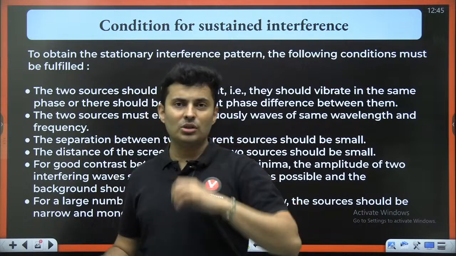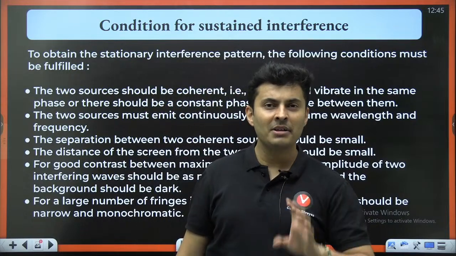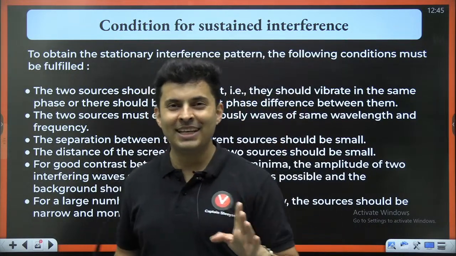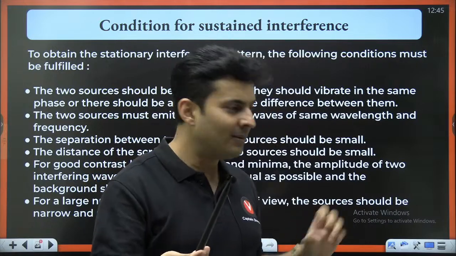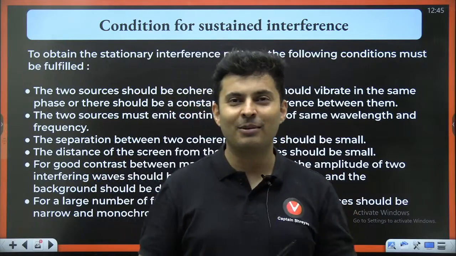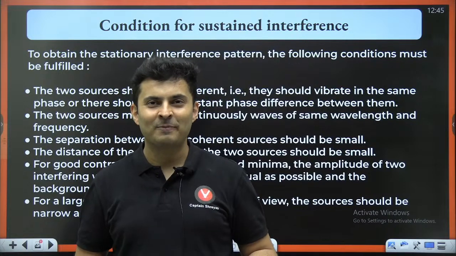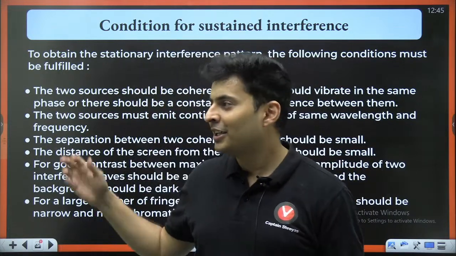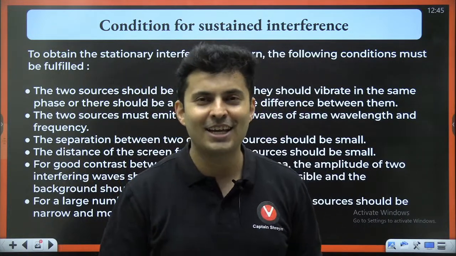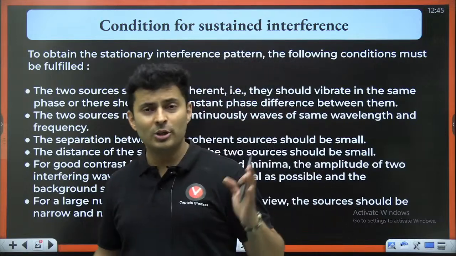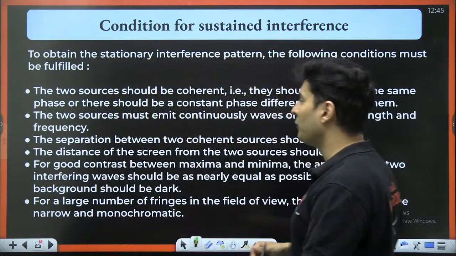Yes, the lambda should be the same, the f should be the same, and it should be continuous. Meaning, imagine one source is sending the wave, the other source didn't even send its wave. What interference will occur? Again, when this guy is sending, this guy is silent. Then again, what interference will happen? So there should be continuous waves coming out.